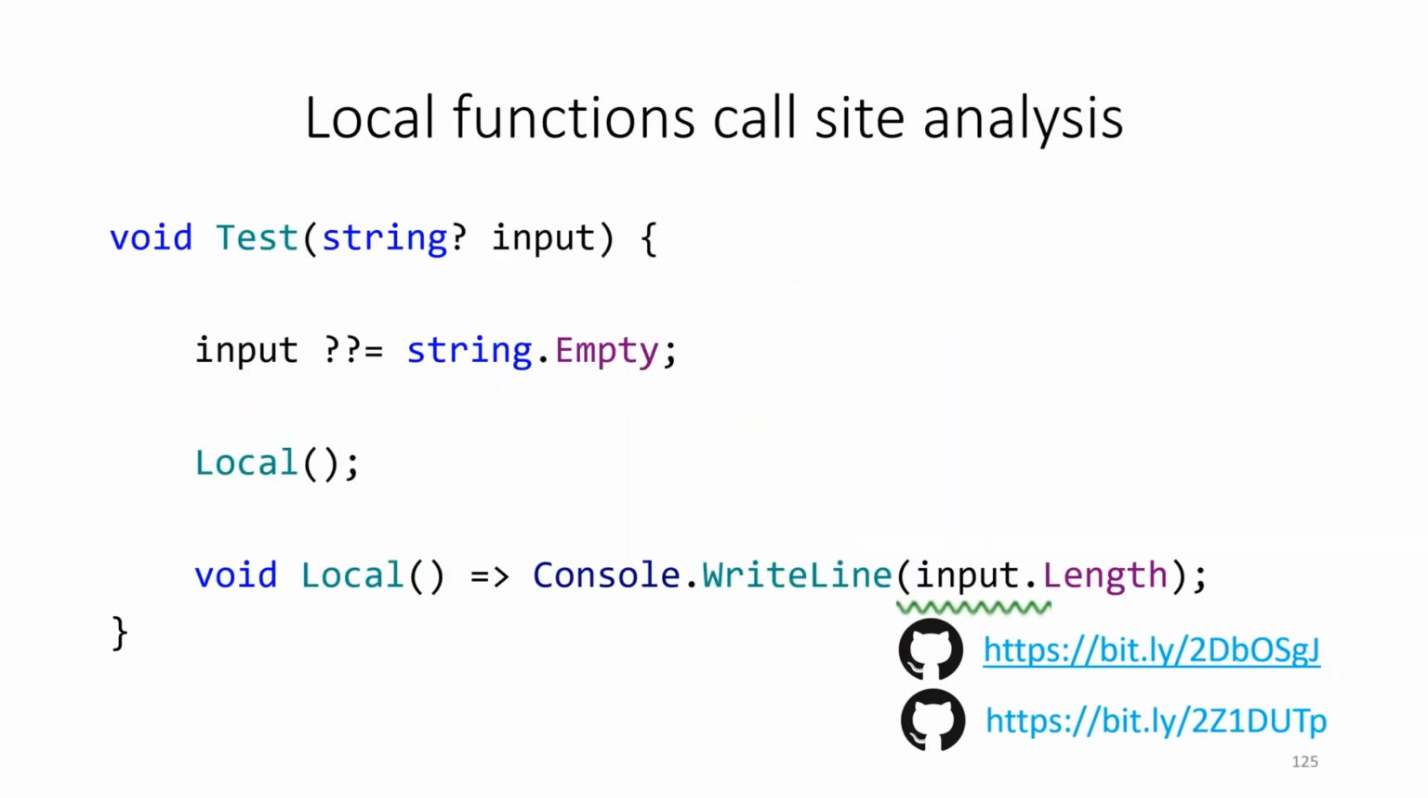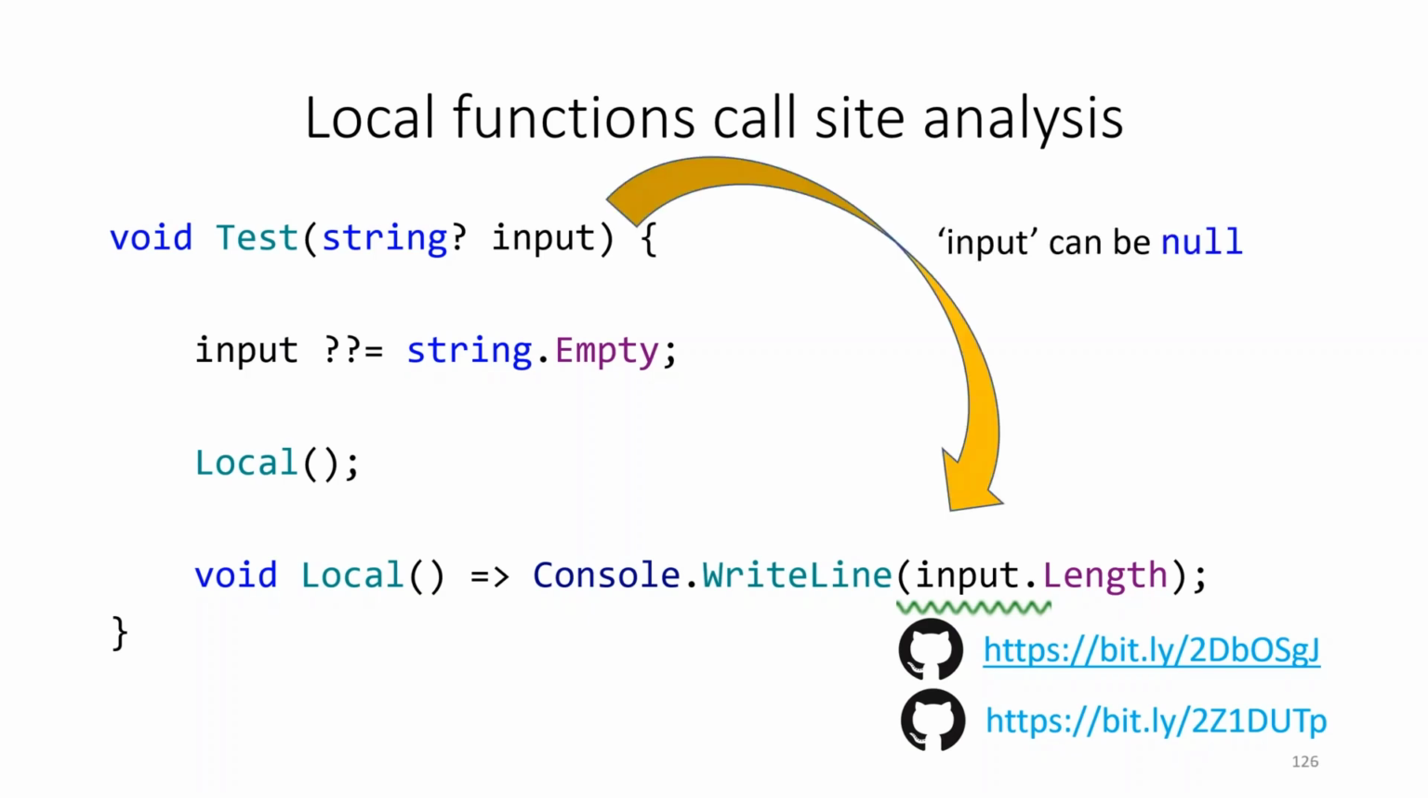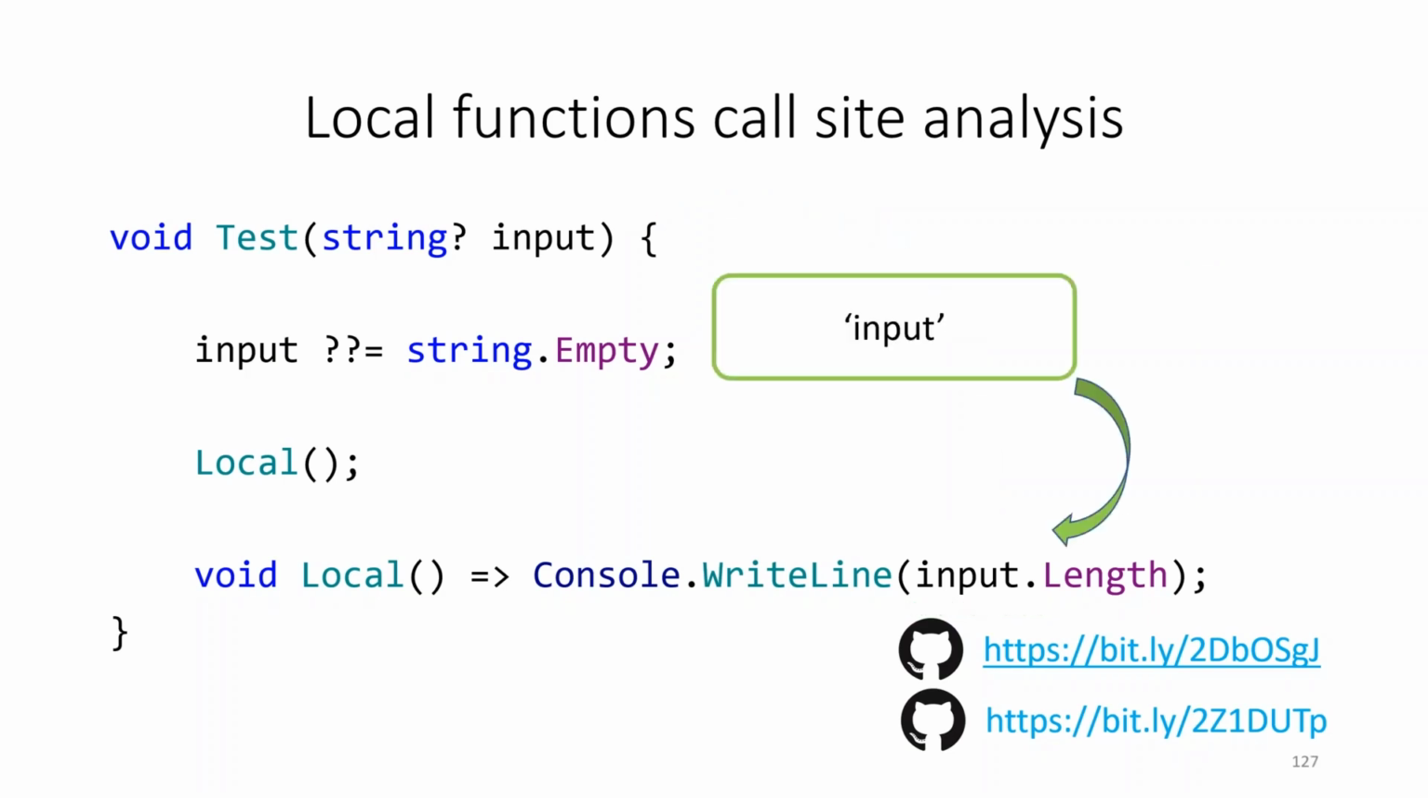And local functions got call site analysis. When the feature was released, the compiler did something pretty simple like this. It saw that there is a closure over the input variable that is nullable, so it can hold null values, and it warned you about using it. But right now, the compiler already does something much smarter. It still sees that there is a closure over the input, but instead of warning you right away, it inspects all calls to this local function and sees that you already assigned to the variable something else, something not nullable, and it should be safe to use.